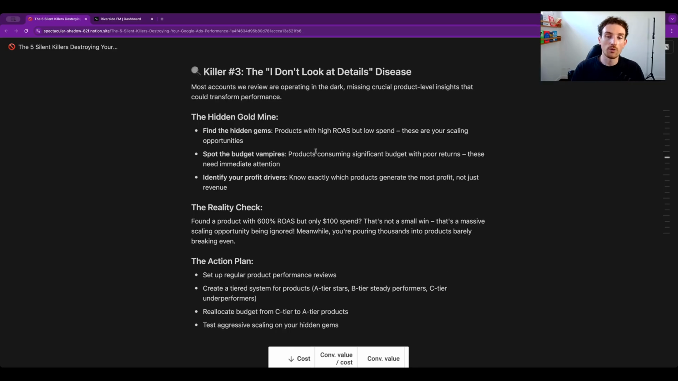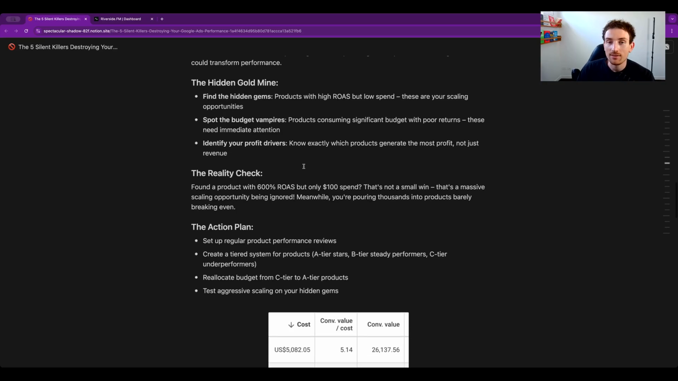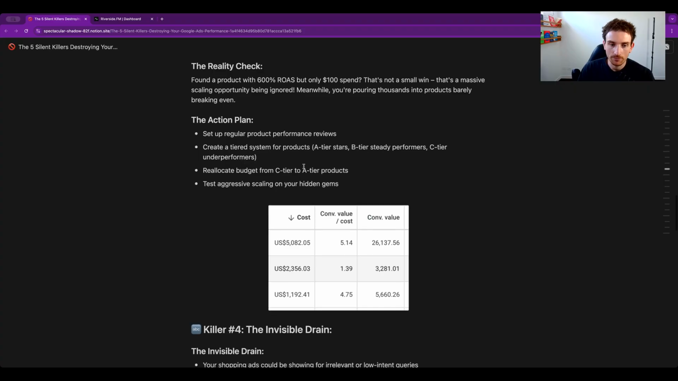What will happen is you have products with high ROAS but low spend. So these are opportunities to put more spend into and actually scale them a little bit further and see if they start to maintain that ROAS with high spend levels. You'll have your budget vampires, so products consuming significant budget with poor returns, and these need immediate attention. You either need to figure out why, or you need to exclude these particular products.